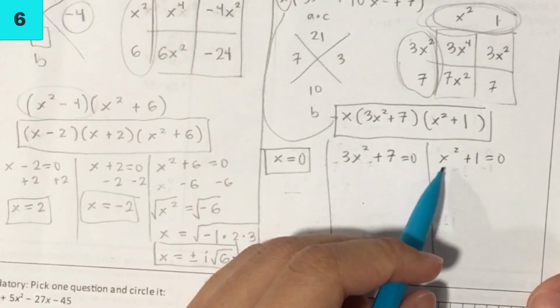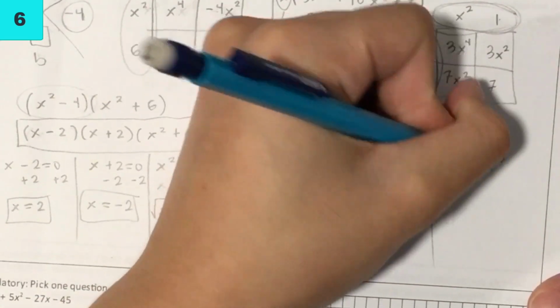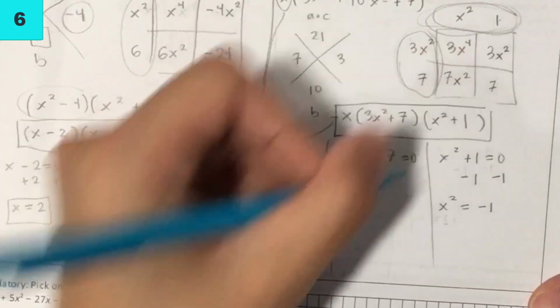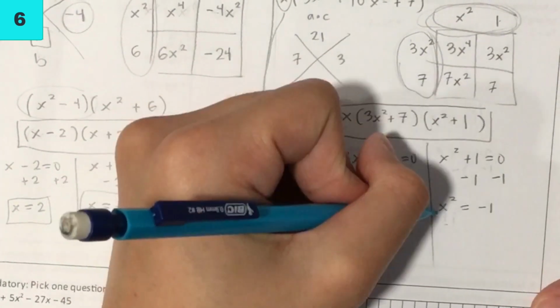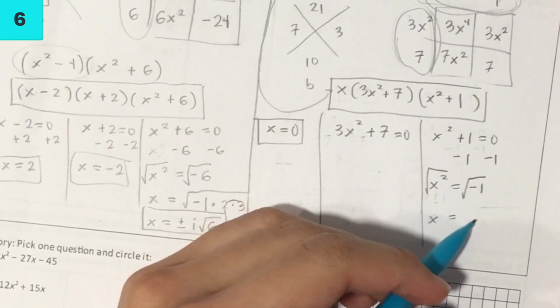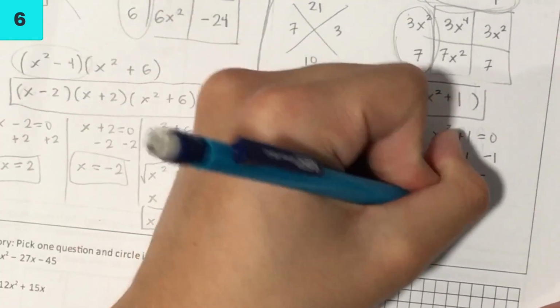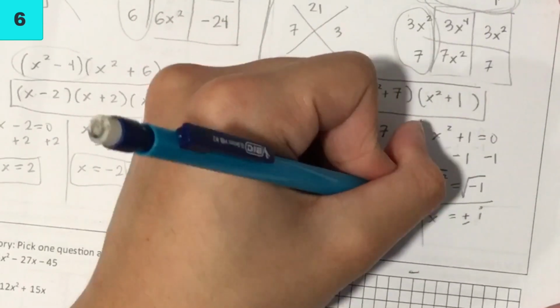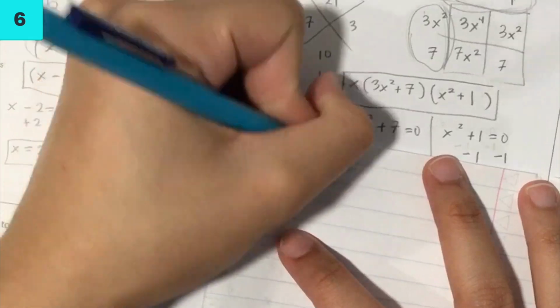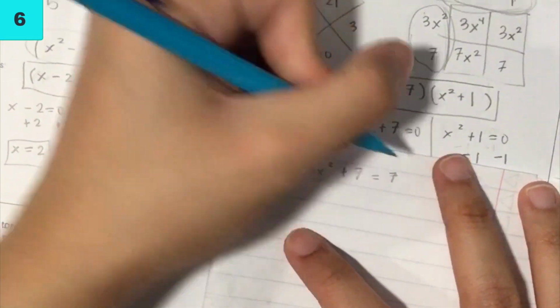To find the solution for x squared plus 1, we subtract 1 on both sides, and we get x squared equals negative 1. But we have to get rid of the squared, so we square root both sides. x equals the square root of negative 1, which is basically i, so plus or minus i. To solve for this one, we first subtract 7 on both sides.